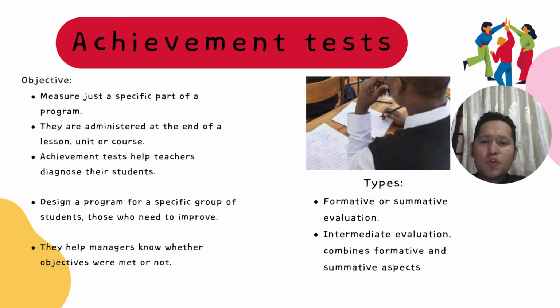In achievement tests, we have some objectives and tips to consider. In the objectives, they measure only a specific part of the program. They are administered at the end of the lesson. They help the teacher diagnose their students and the objective needs, in addition to designing a program for a specific group of students who need to improve. Among the tests we have formative or summative evaluation, intermediate evaluation, combined formative and summative aspects.